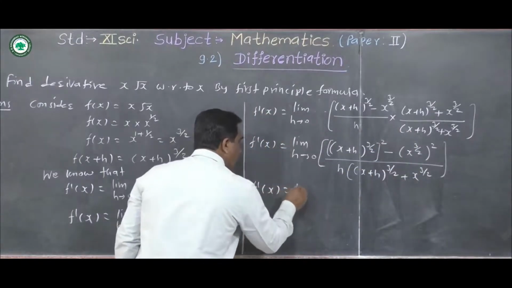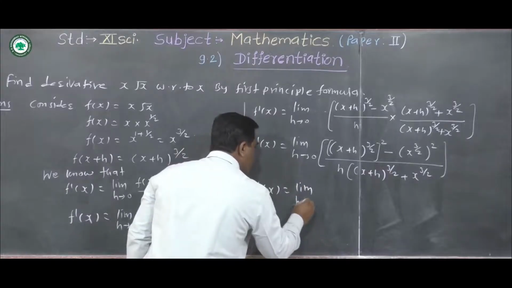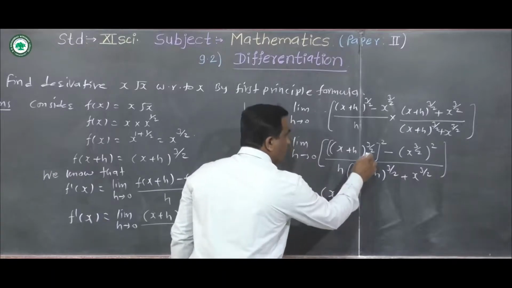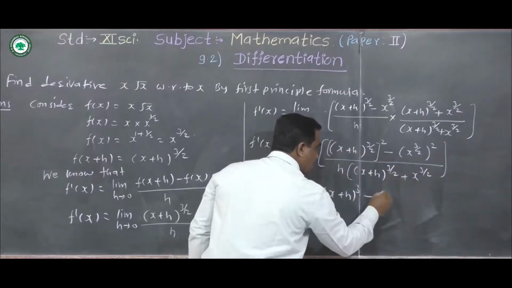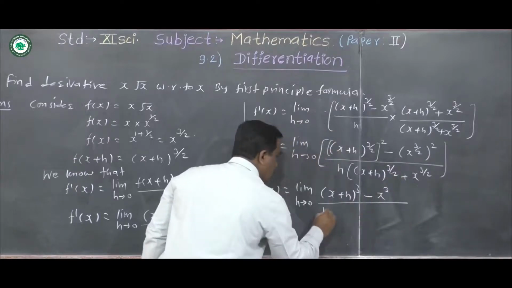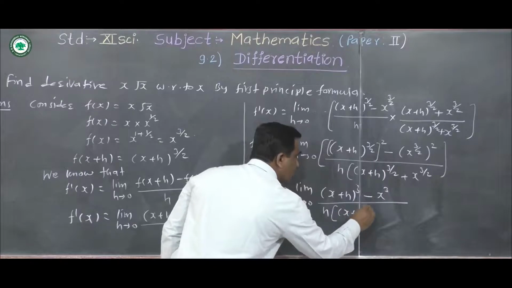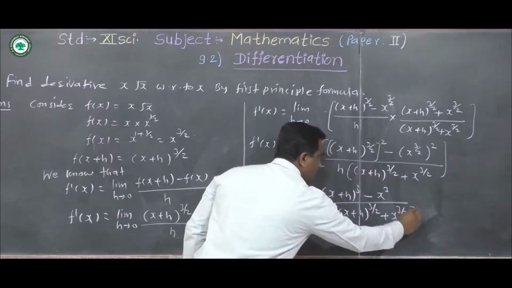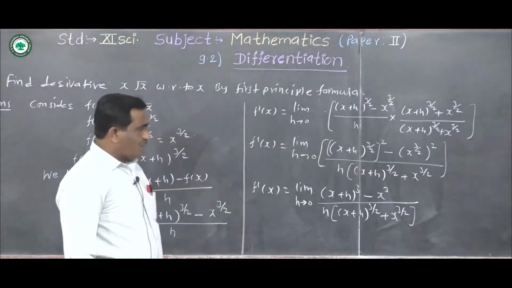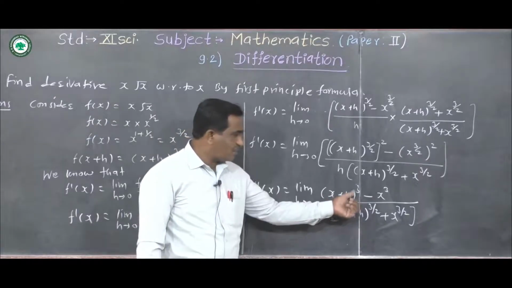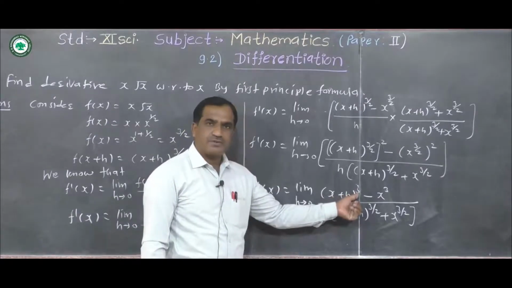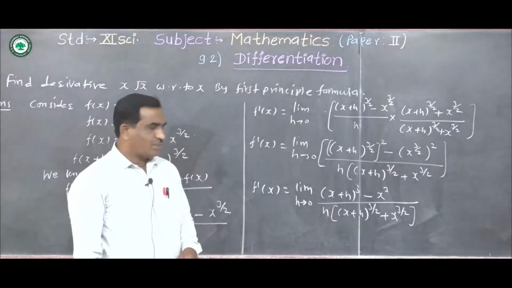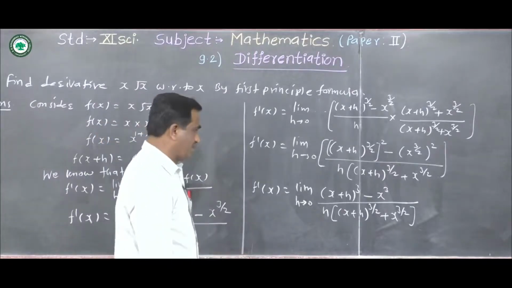f dash of x is equal to limit h tends to 0, (x plus h) raised to 3, the square root and square cancel, minus x raised to 3, upon h into ((x plus h) raised to 3 by 2 plus x raised to 3 by 2) as it is. Now we can use a formula at the numerator. (x plus h) raised to 3 means (a plus b) raised to 3. (a plus b) raised to 3 means a cube plus 3a square b plus 3ab square plus b cube.